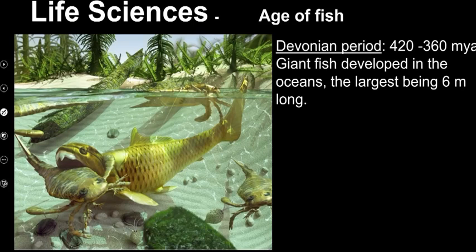Next came the Devonian period, and that was when vertebrate animals started taking over. And in the Devonian period, it's sometimes called the Age of Fish. That's the time span that it lasted, and the interesting things were giant fish. And some of them were fierce predators, up to 6 meters long.